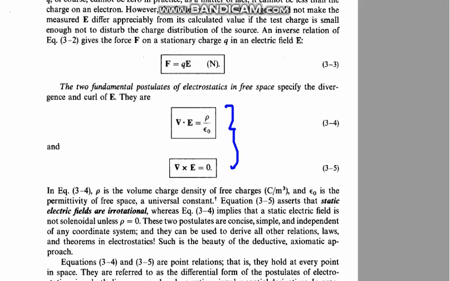First of all, the divergence of the electric field intensity, where E is the electric field intensity, is rho divided by epsilon naught. That means rho, the volume charge density, divided by the permittivity of free space, and the curl of E is equal to 0. How can you prove that the curl is equal to 0?